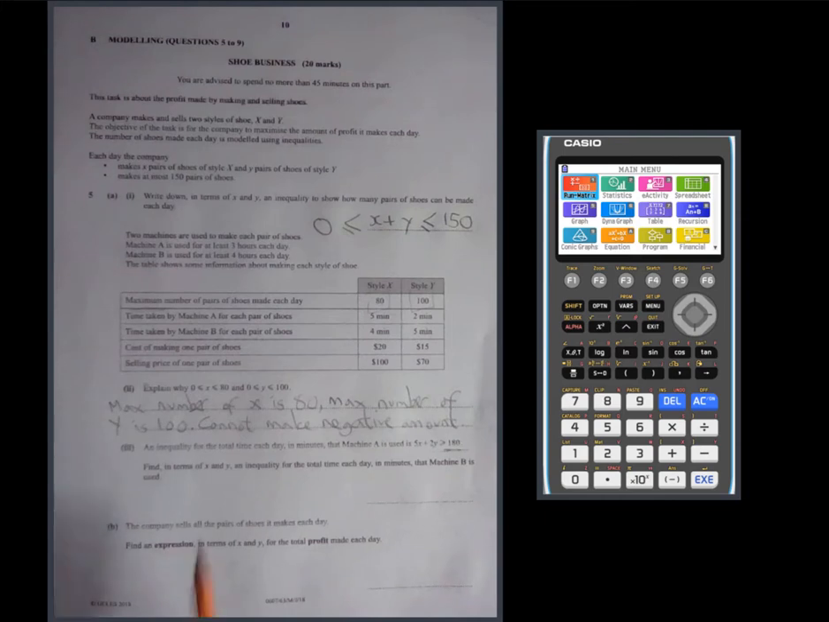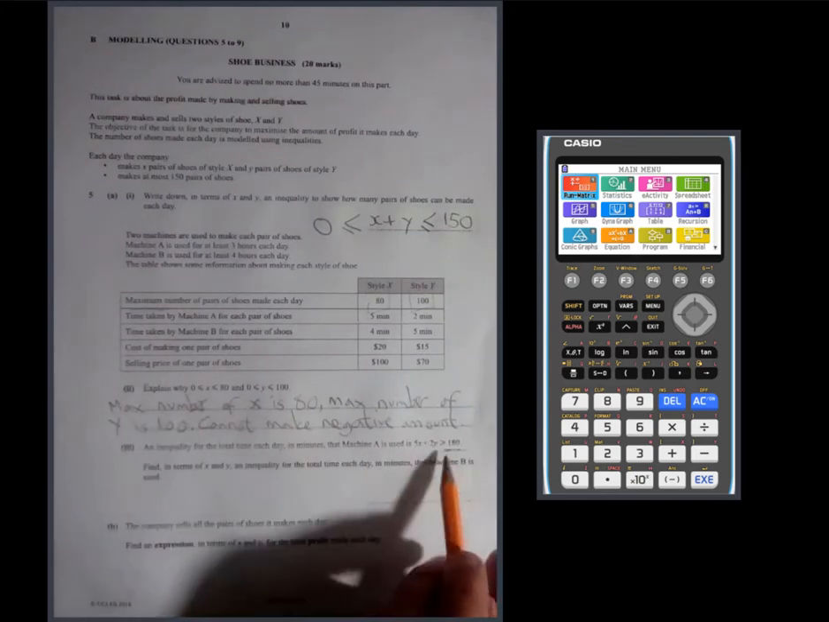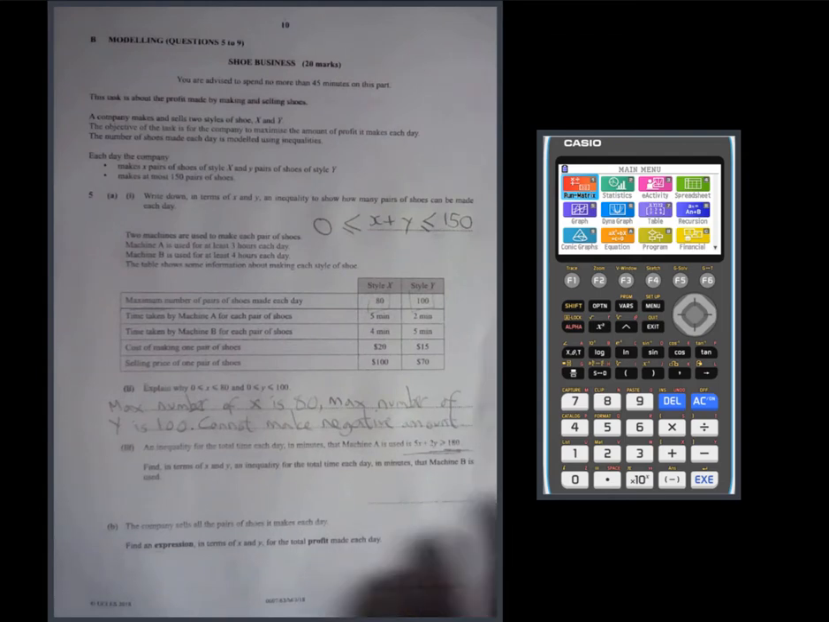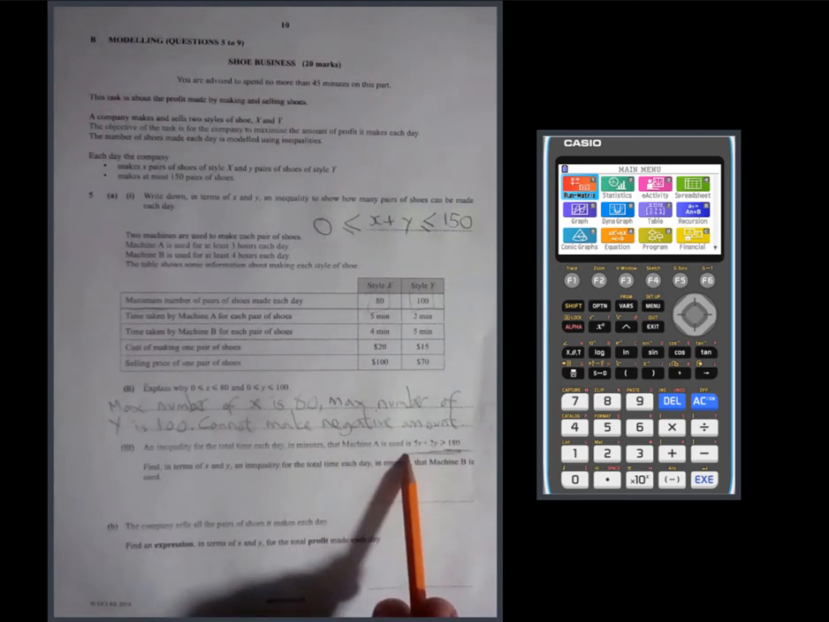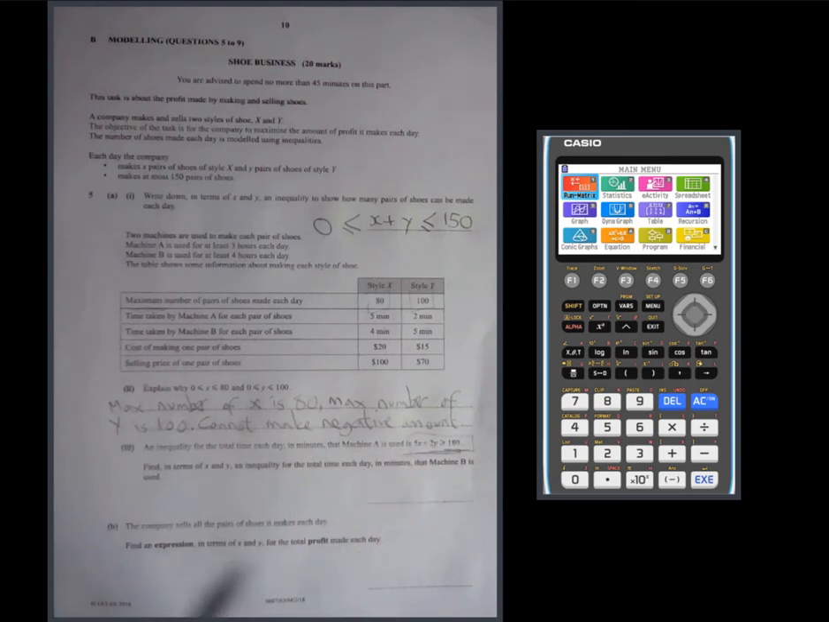Right, an inequality for the total time each day in minutes that machine A is used is 5x plus 2y is greater than or equal to 180. Find, in terms of x and y, an inequality for the total time each day in minutes that machine B is used. So what you should do, if we can work out how this inequality was arrived at for machine A, we can probably quite simply just apply it to the next one, but we need to make sense of this before we start trying to do the second bit.